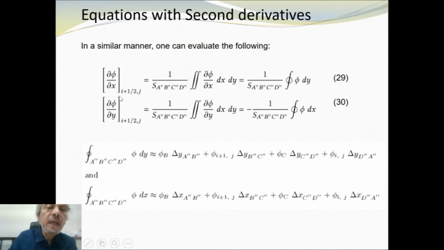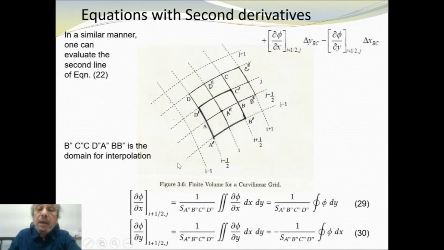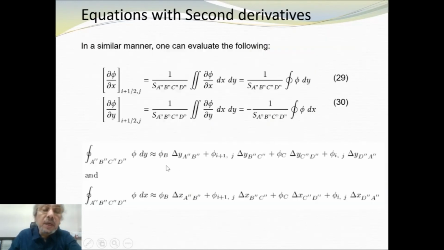So del phi del x at I plus half j point is 1 by area, again we wrote a surface integral of del phi del x, which is basically line integral of phi dy. So phi dy line integral over the segments a double prime b double prime, b double prime c double prime, c double prime d double prime, and d double prime a double prime. It is just around this contour we have to go, and that is how we have done.